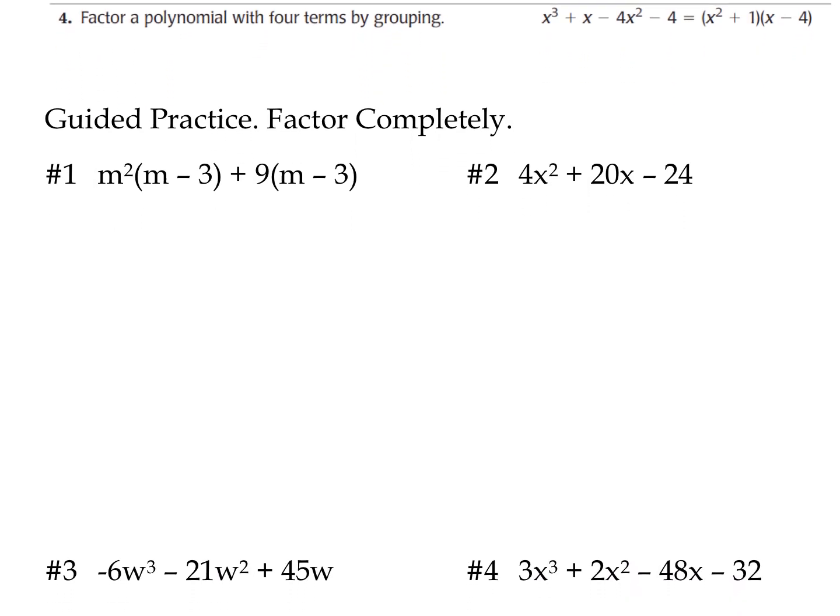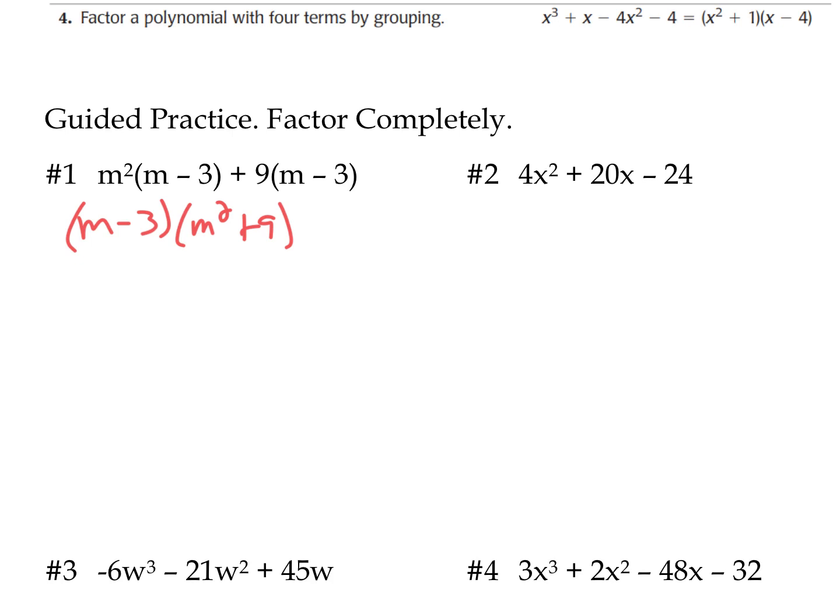So this first example, we have a common binomial factor. This doesn't happen all the time, but m minus 3 and m minus 3, that's a common factor of this first term and the second term. So we can factor that out, and we'll have m minus 3 and then m squared plus 9, which are the other two factors there, and that's factored completely. If this was an m squared minus 9, a difference of squares, we might be able to factor another step, but this one, that's all we can do.